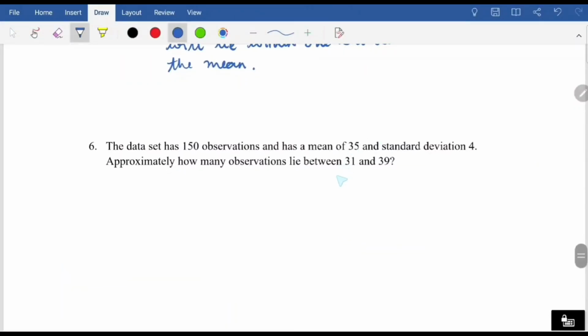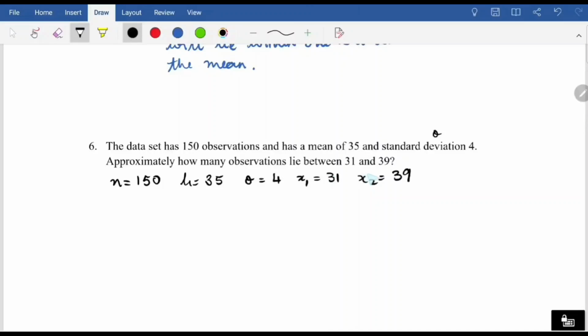Here, they haven't given us the z values. They've given us a value of the mean, a value of the standard deviation, 2 x values, and n. So I'm going to list the data. They have given us n equals 150, mu equals 35, sigma, the standard deviation, equals 4, x sub 1 equals 31, and x sub 2 equals 39. They are asking how many observations lie between 31 and 39. They haven't asked us what percentage. They've asked us how many of the 150 observations lie within this range of x values.